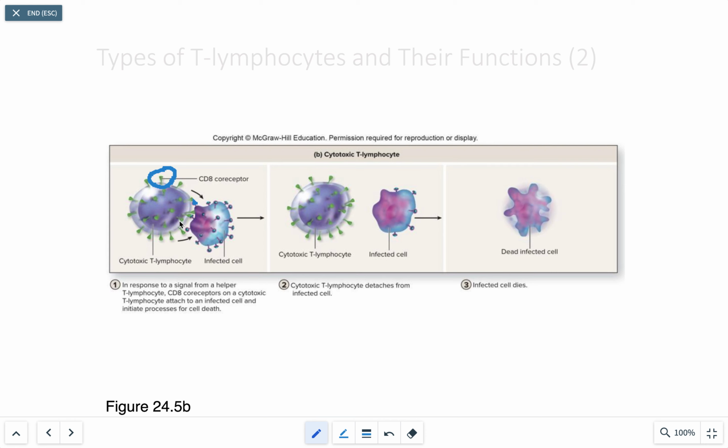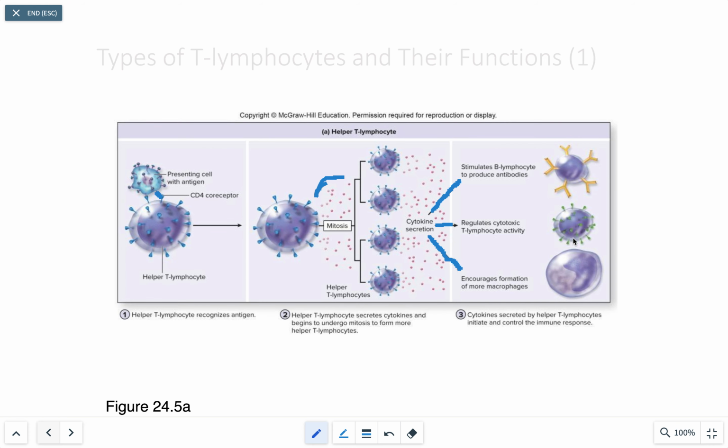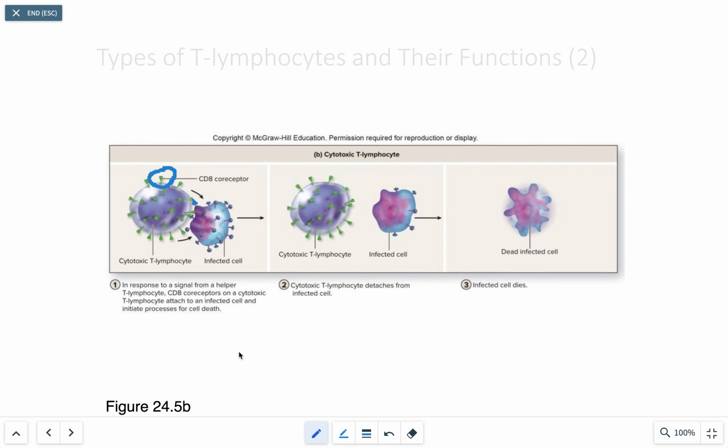These only activate after they've been activated by the T lymphocytes. So when we go back here, these cytotoxic T lymphocytes are only activated by the mitosis of the helper T lymphocyte and the cytokine release, which allows them to migrate into the area that's been affected. Eventually what we see is that the cytotoxic T lymphocyte will then detach from the infected cell, and then eventually we see the infected cell becoming dead.